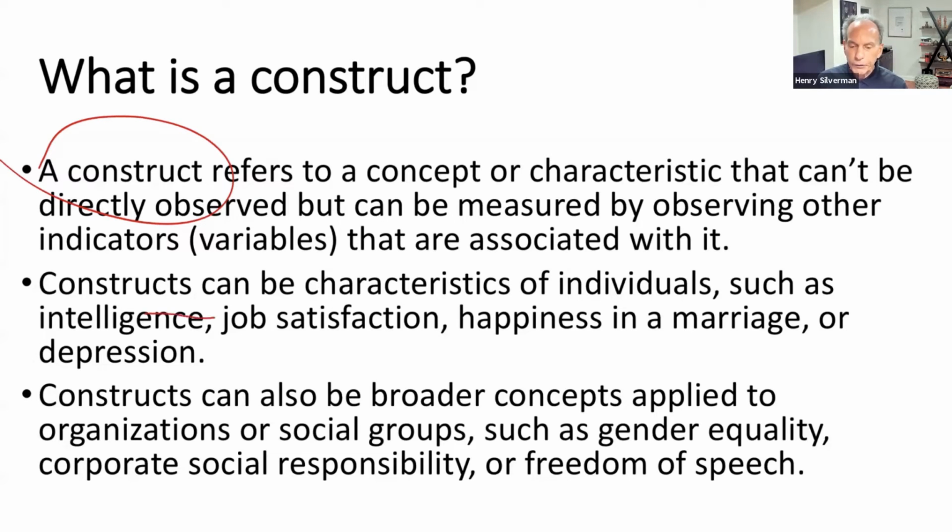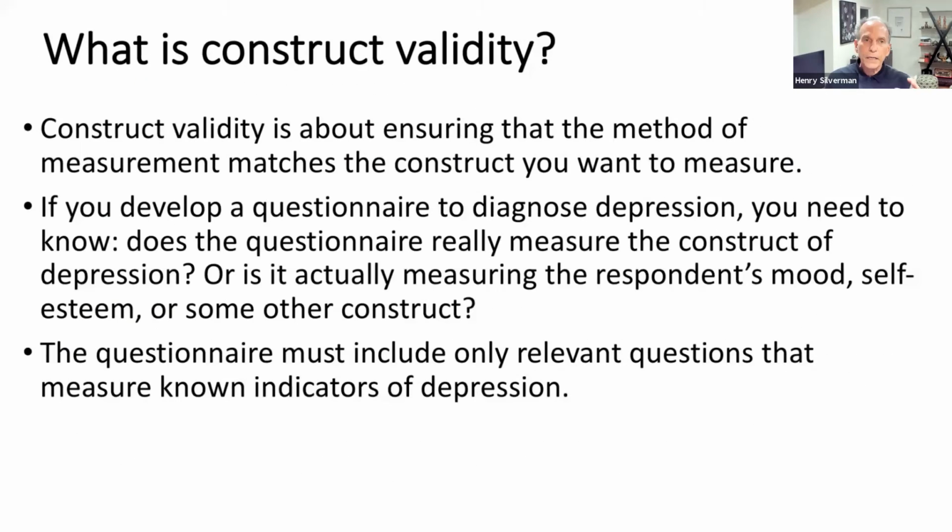Constructs can be characteristics of individuals such as intelligence, job satisfaction, happiness in a marriage, or depression. Constructs could also be broader concepts applied to organizations or social groups such as gender equality, corporate social responsibility, or freedom of speech. Construct validity is about ensuring that the method of measurement matches the construct you want to measure.